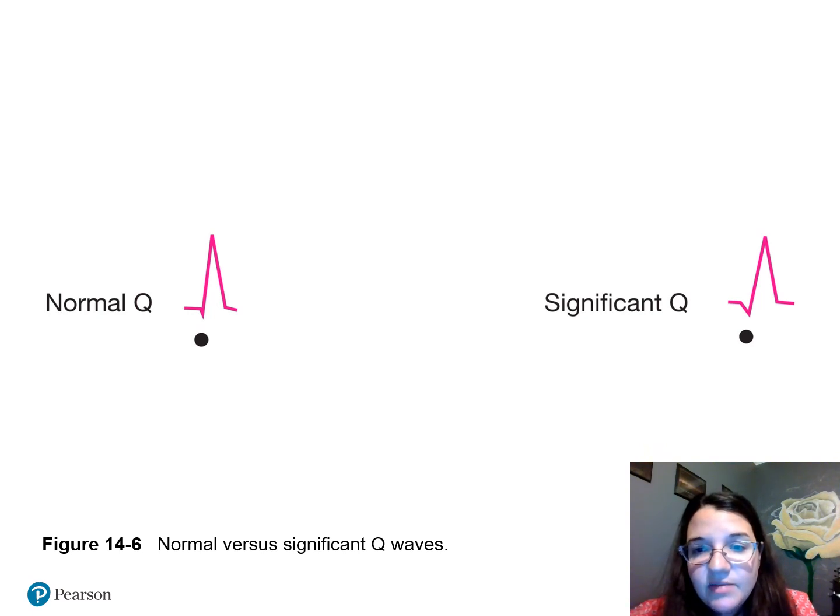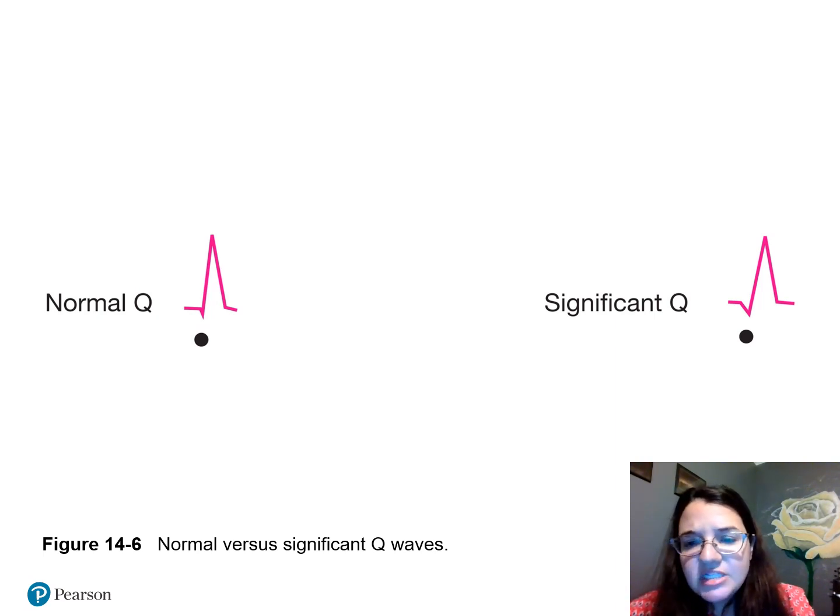But look at the second image. Look at that significant Q. It's pretty wide here, right? That does not look like our normal Q or S. We're having a significant Q. So for a myocardial infarction, we're going to have a significant Q.